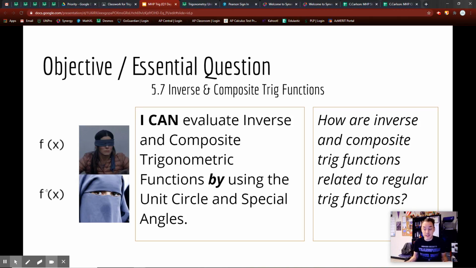So inverse, what's an inverse? Well, inverse and composite functions are something that you learned literally right before our trig unit, in Algebra 2. So I hope you remember a little bit of it, and we're going to be reviewing it in the next slide. But I love this meme.